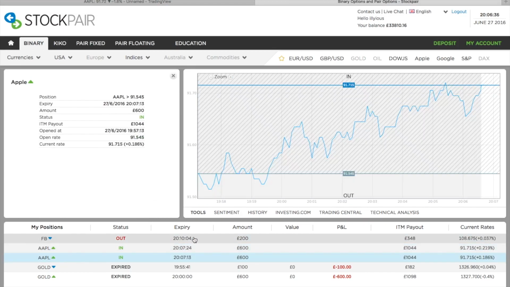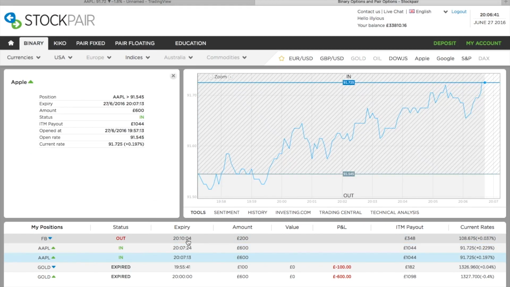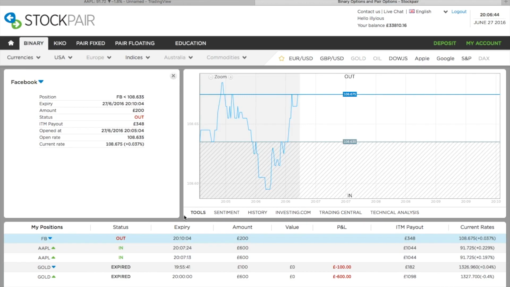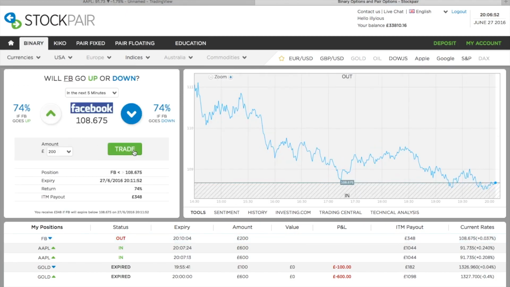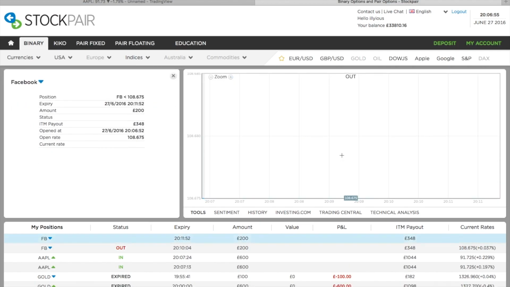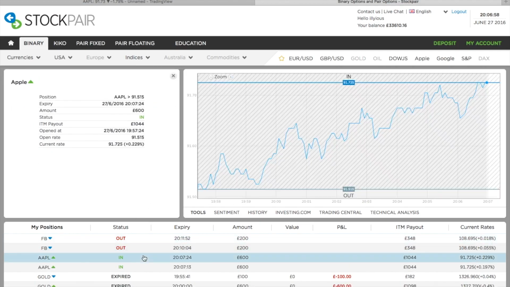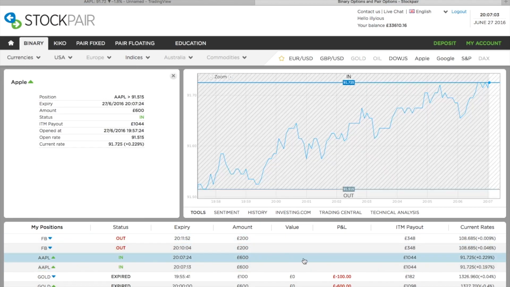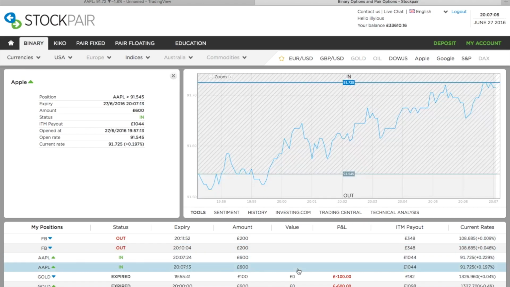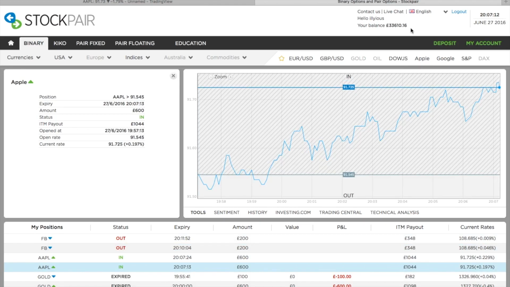Apple's about to close. Let's check how Facebook's doing. Just wait on this one. I'm tempted to put another sell in on Facebook. Let's see how this performs. So if we win on this one, it should be telling us expected profit. Check the account balance. It's going to go up, hopefully, to 30. Let's see what happens.